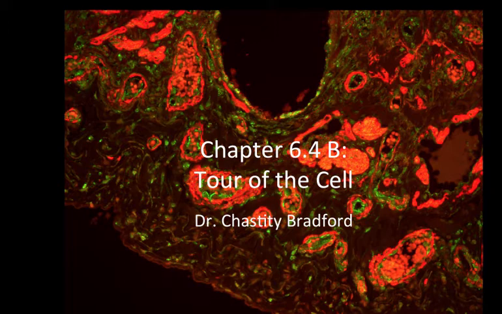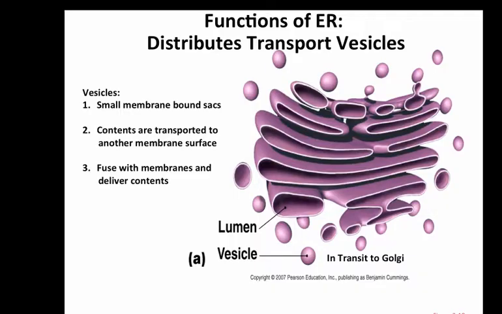We are covering Chapter 6.4, which is Concept 6.4, and this is lecture 6.4b. So we're continuing to tour the cell. And now we're going into functions of the ER and how the ER distributes transport vesicles.